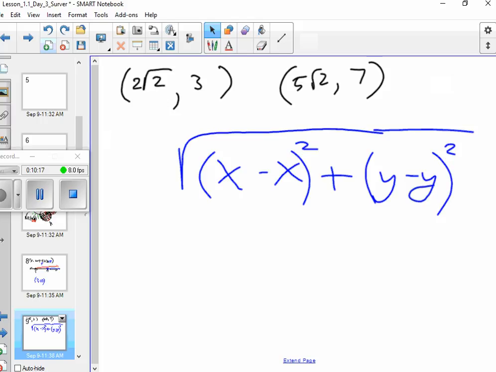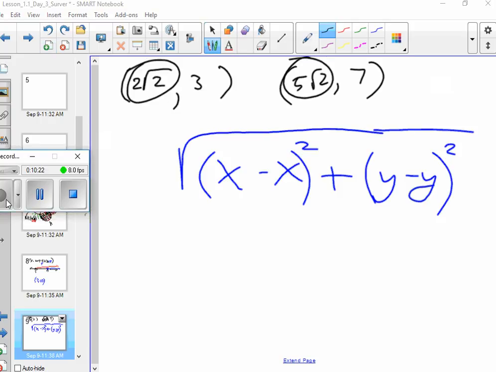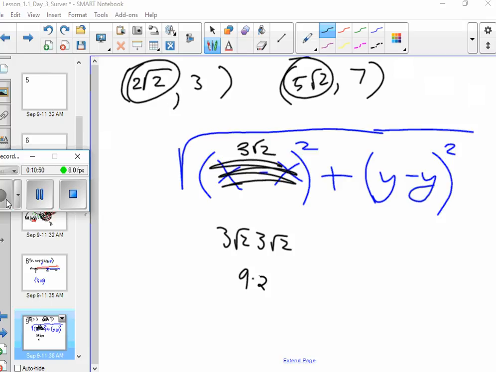Pause for a moment. All right, so you should have said the x's subtracted are these guys. I can subtract them in either order I want, so I might as well do it the easy way. What's 5 root 2 minus 2 root 2? 3 root 2. So this becomes 3 root 2. The question is, can you square it? 3 root 2 times 3 root 2: the 3's go together and make 9. We're multiplying here. And root 2 times root 2 makes root 4, which is 2, which means 18. Raise your hand if you got that part right.